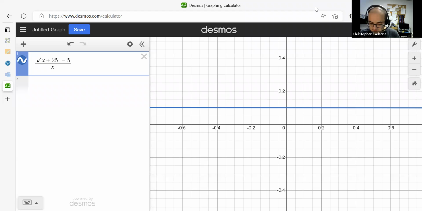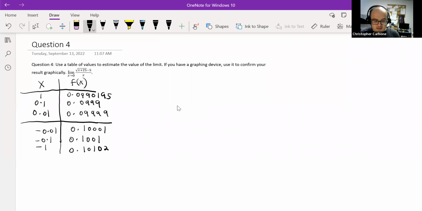So let's write that definitively. The limit as x approaches 0 of this function, the square root of x plus 25 minus 5, all divided by x. This, as we can see, would be equal to 0.1 as our limit. Thank you.